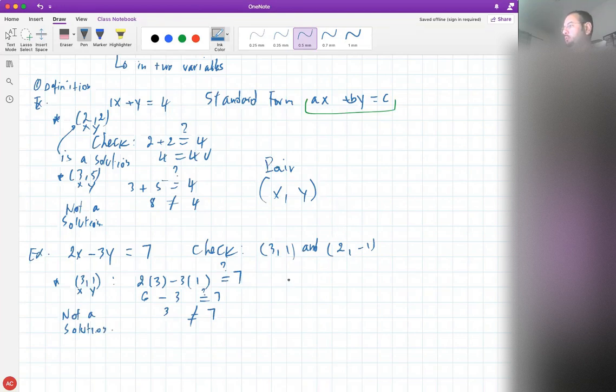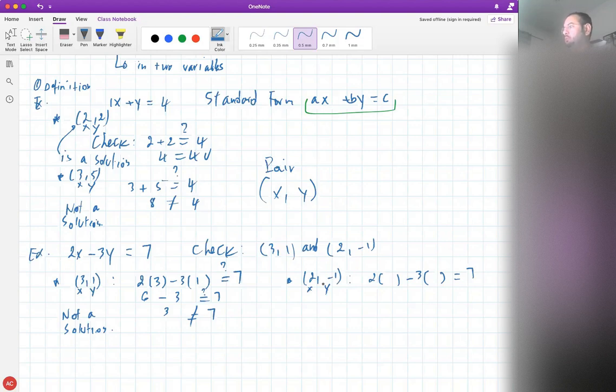Now let's check the other one. 2, negative 1. Same way again. It's always x and y. So we're going to plug both of these into the equation. So 2 times x, whatever the x is, minus 3 times y equals 7. What goes here inside these parentheses? 2 and negative 1. That's right.